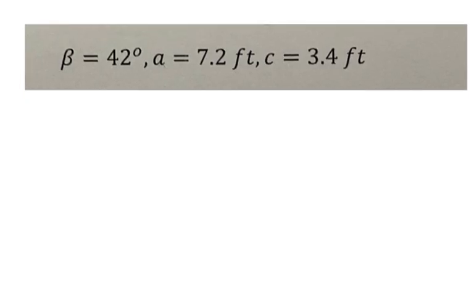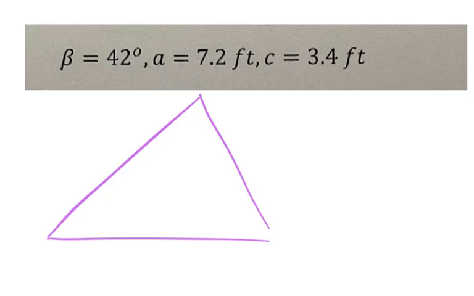Well, I'm going to draw it to set it up. You probably don't have to draw it, but it just makes me feel better when I draw it. This is beta, 42. Opposite beta is B. I don't know it. This is A, 7.2. So this is alpha, which means this is 3.4. This is gamma.